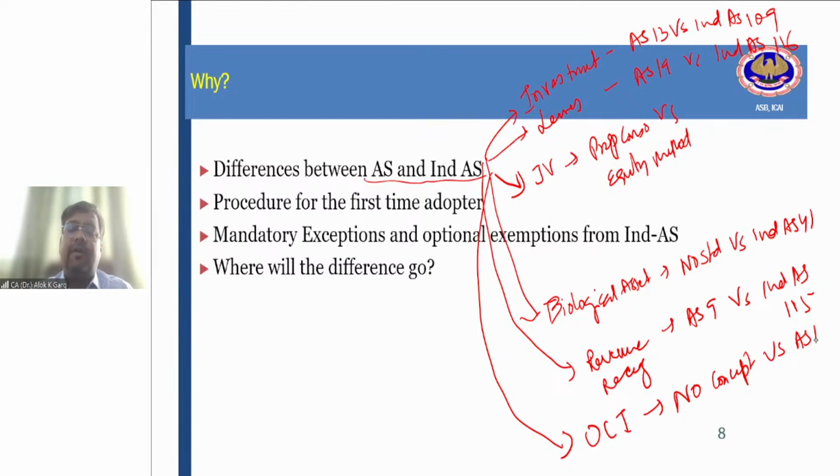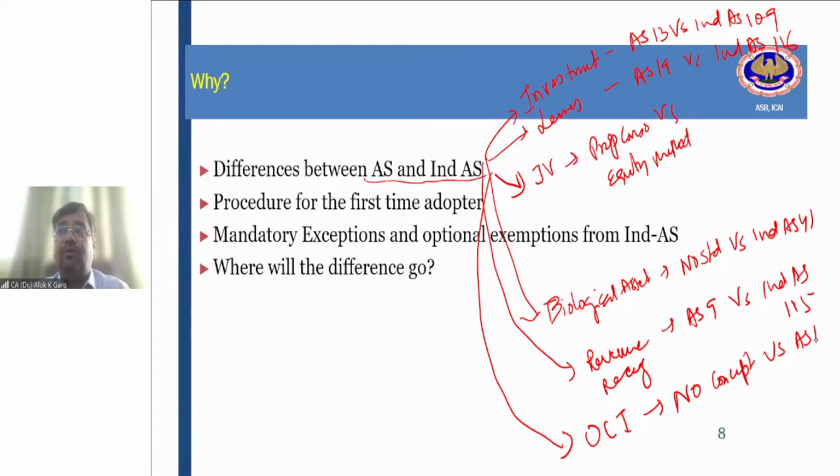So why am I talking about these differences? If these differences had not been there, probably this Ind AS 101 was not required, right? Probably the transition to Ind AS was not required. The transition to Ind AS is required because there is a big impact on transition. And why is there a big impact? Just because of the differences in these standards, right?